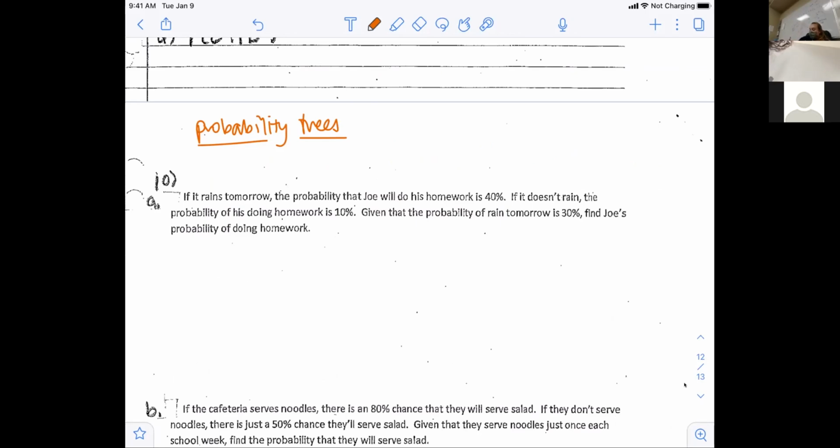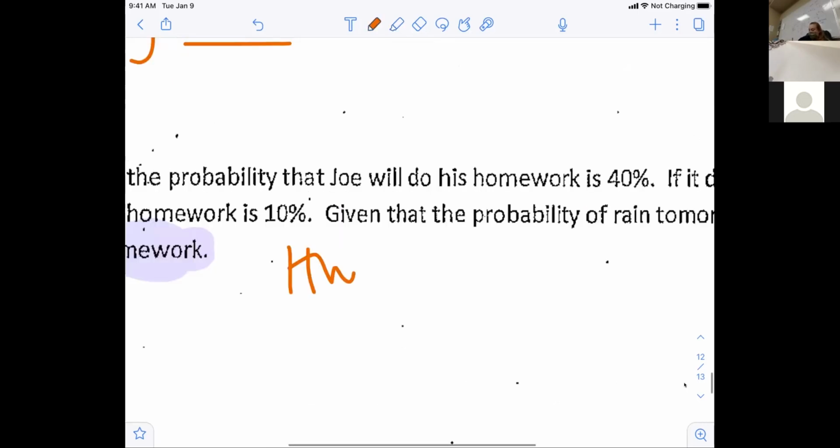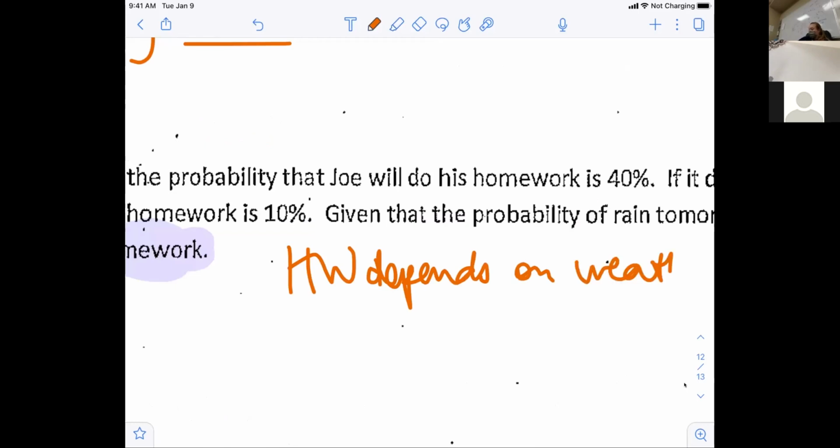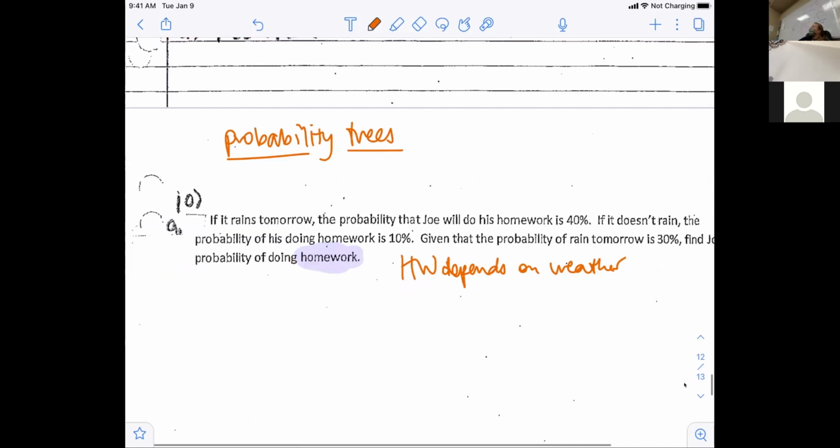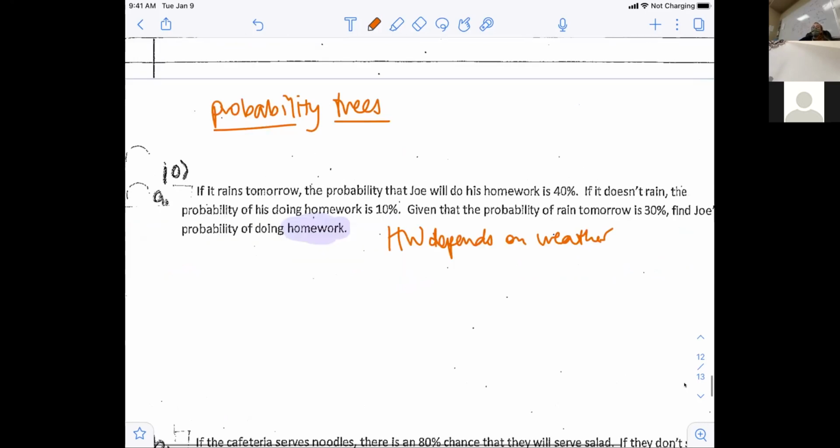What I'm ending with is what the end of my little probability tree is going to be. At the end of the day, homework depends on the weather. And that's not true always. That's just true in this situation, right? So in this situation, him doing his homework is dependent on the weather. So we're going to do our weather first, and then we're going to do our homework.